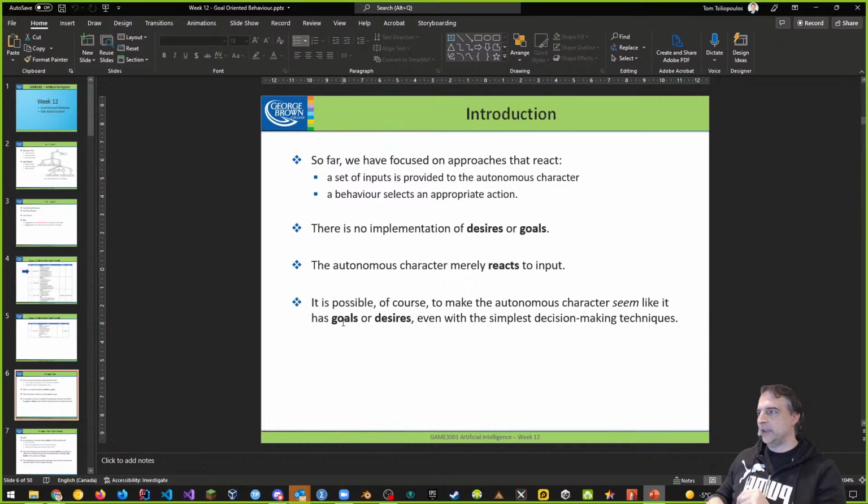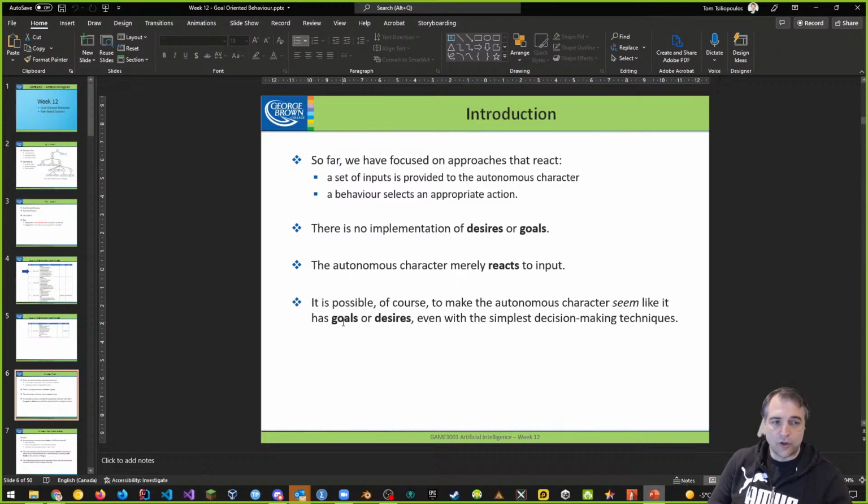So again, we've so far focused on approaches that react to some kind of set of inputs, right, provided to the autonomous character. So it could be line of sight, could be some kind of sensing radius. It could be that they have knowledge of the game world externally, that they've passed through.